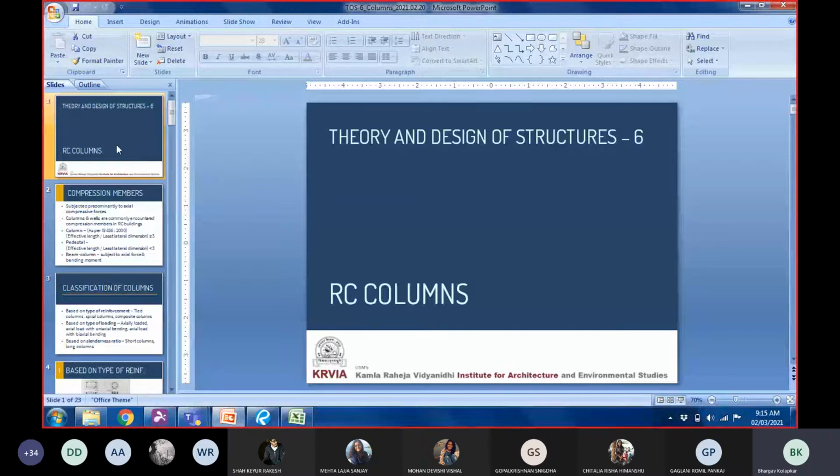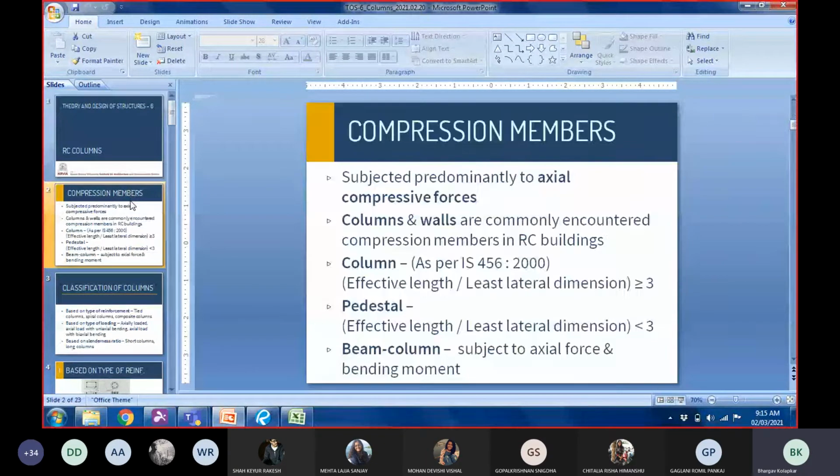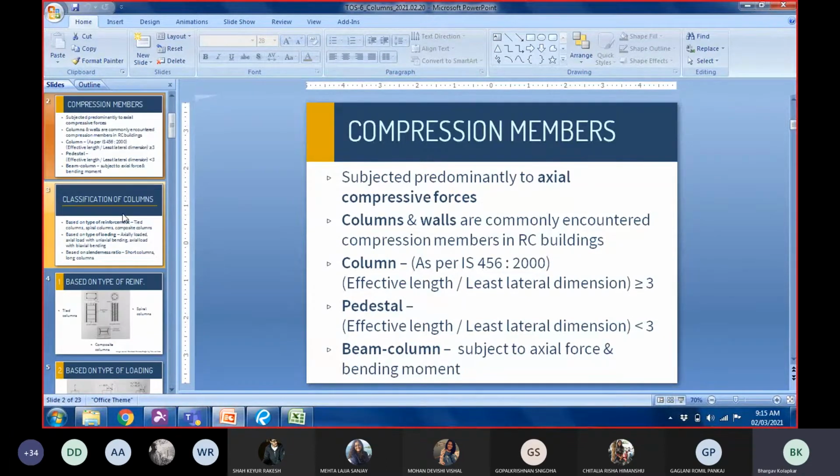So we started with the design of reinforced concrete columns, wherein first we looked at the types of forces that you can expect in a reinforced concrete column. Then what do we call a column, what do we call a pedestal, and what is called a beam column. Then we classified columns on three criteria.